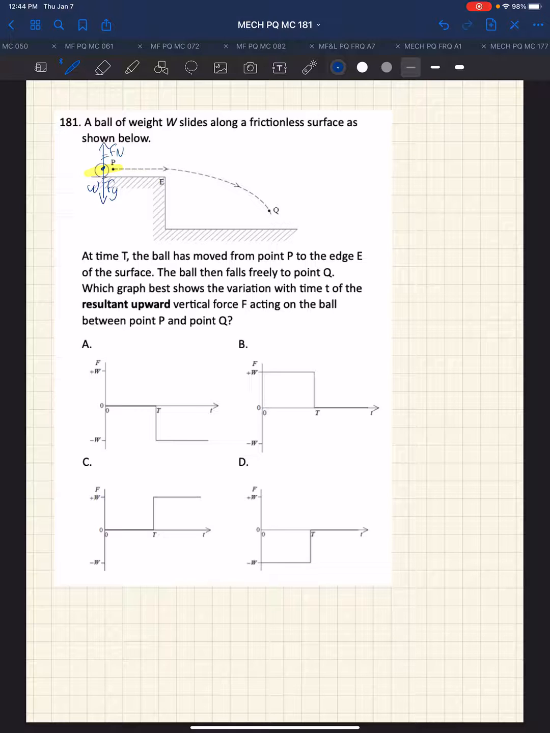At T, it's moved from point P to E of the surface. It falls freely to point Q. So this is time T that happens here, which one shows the variation time of the resultant upward vertical force acting on the ball between P and Q.